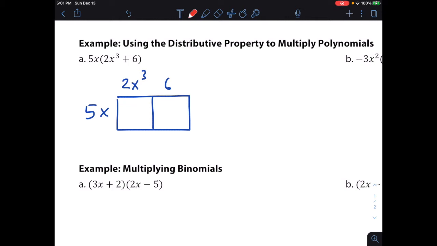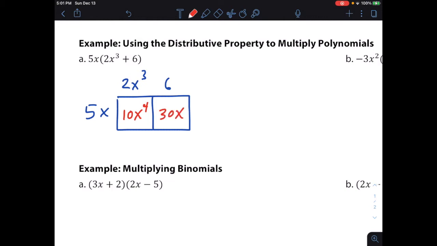So I'm going to multiply the 5x times the 2x to the third, and I get 10x to the fourth. Some of you might be thinking, wait a minute, last lesson we didn't combine things that had different exponents. Well, we're not adding and subtracting, we're multiplying now. So that's a totally different game. Okay, so then 5x times 6 is 30x.